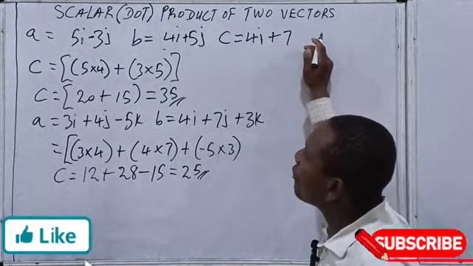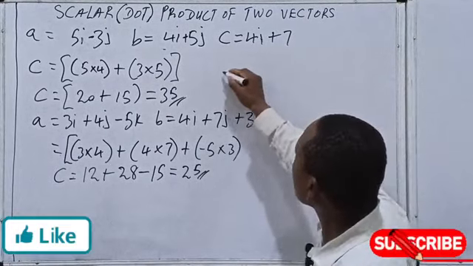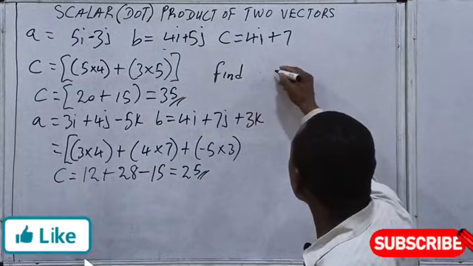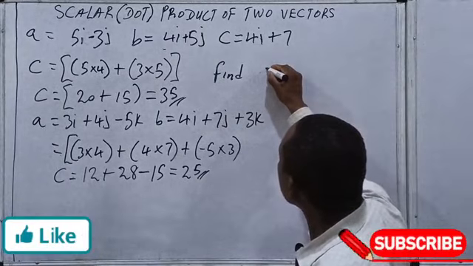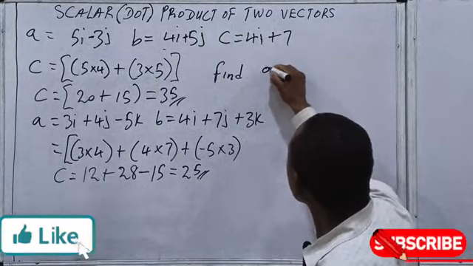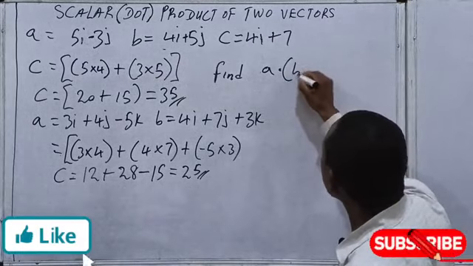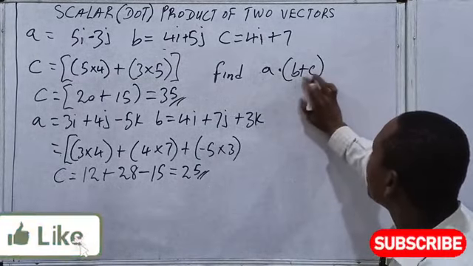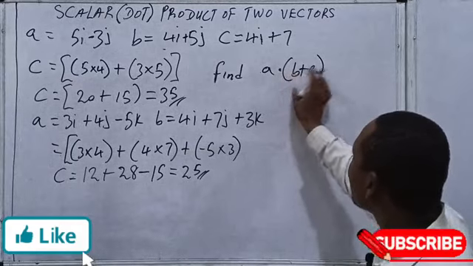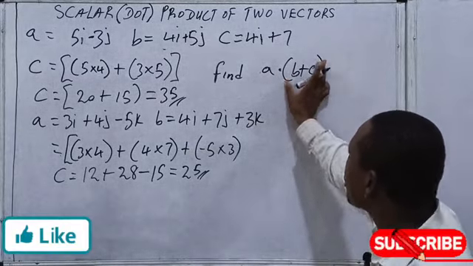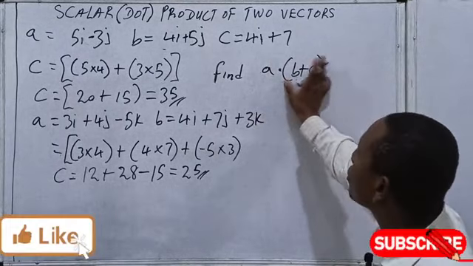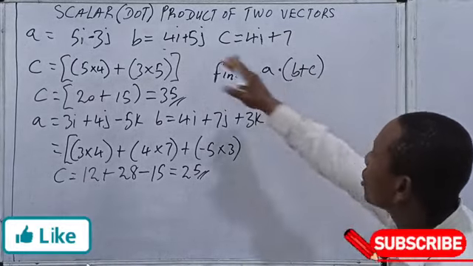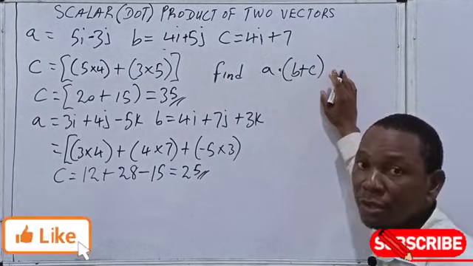Now, take note. If I ask you to find, for example, the dot product of A with B plus C, all right? It means that you should add B and C first, then look for the product of the answer. The answer you get from this will now be one vector. You now use it to multiply with A, and you have your answer. So it's a very simple stuff. Let's just quickly do it. Then we'll take one more question.